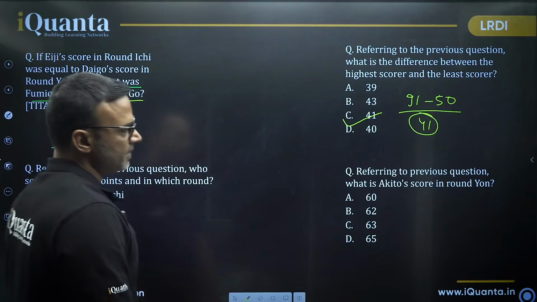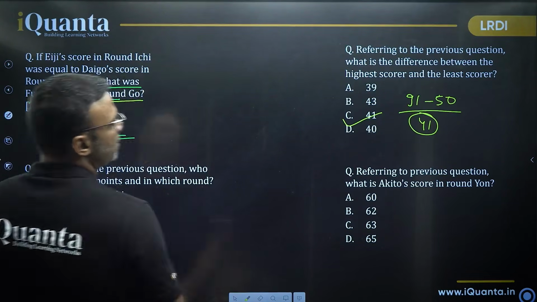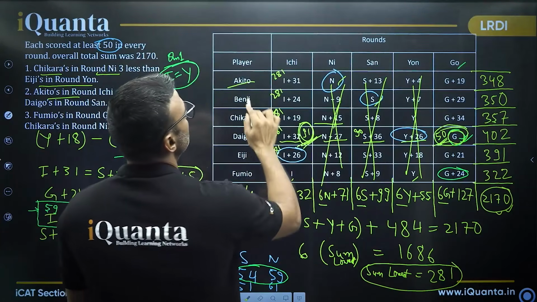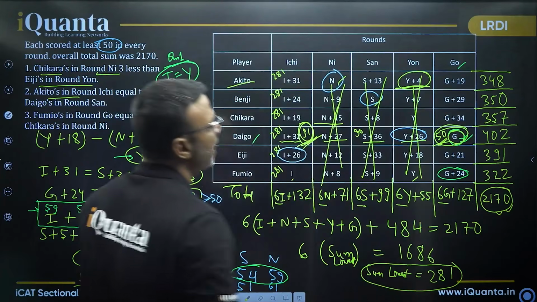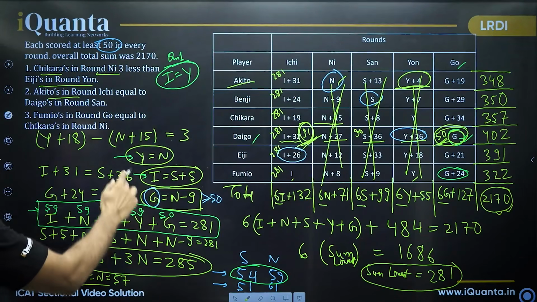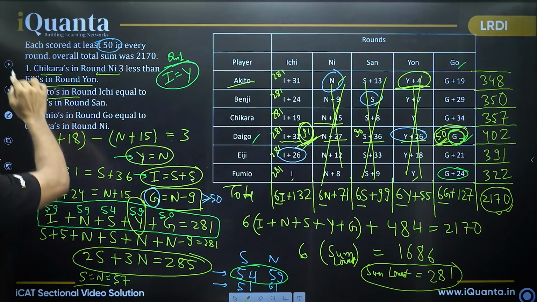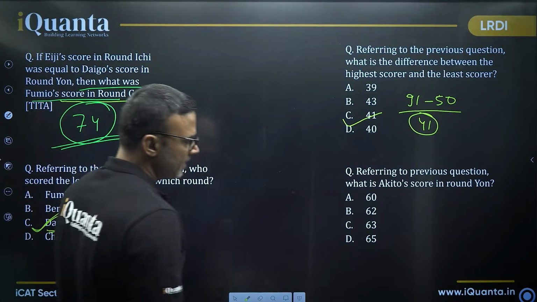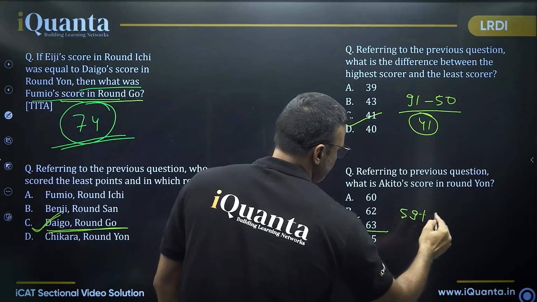Okay. Referring to the previous question, what is Akito's score in round Yon? Akito round Yon is Y plus 4. So 59 plus 4 is 63. Option C is the correct answer.